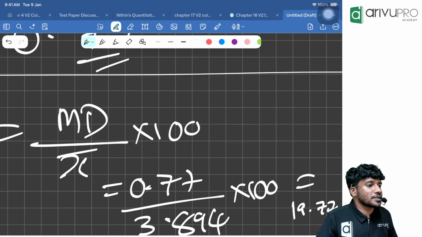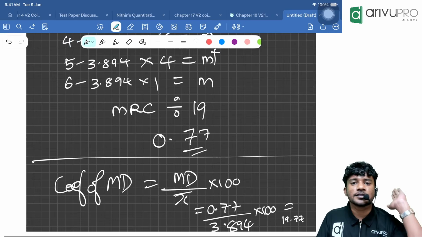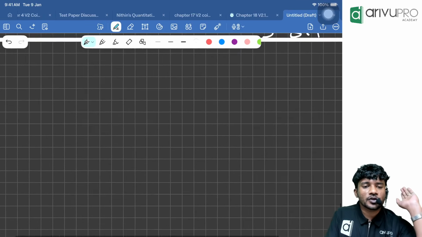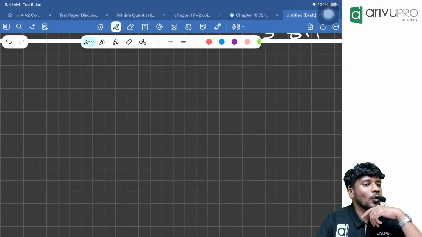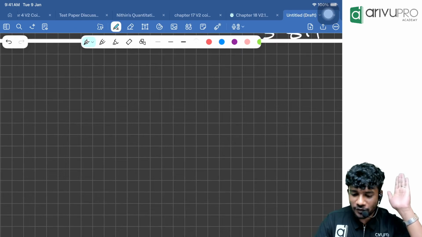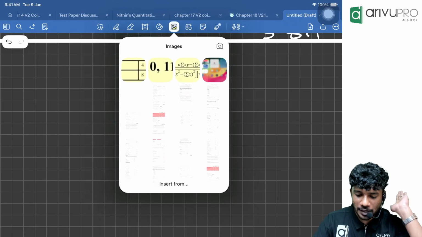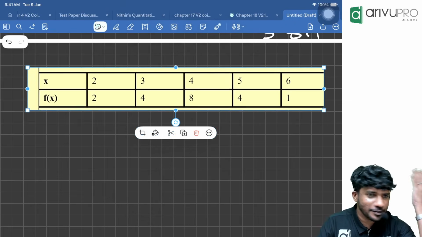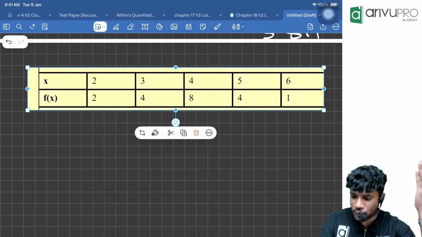19.77 something percentage you are getting. Done. Mean deviation is done. Now, are you guys ready for the next one? Who is the next person, people? The final person. He is called by the name standard deviation, because quartile deviation we already did. Correct? Previously we did quartile deviation in the question itself.